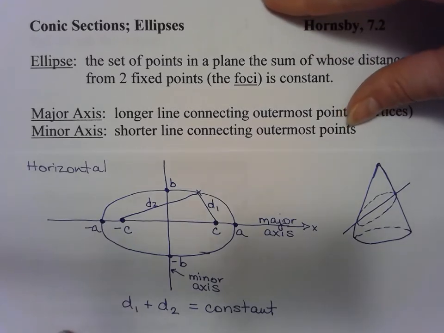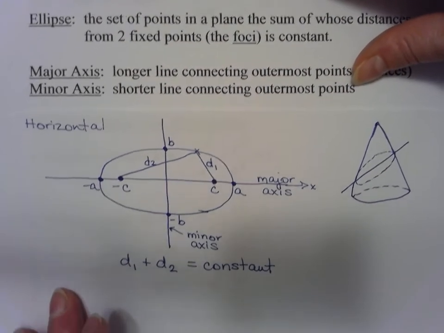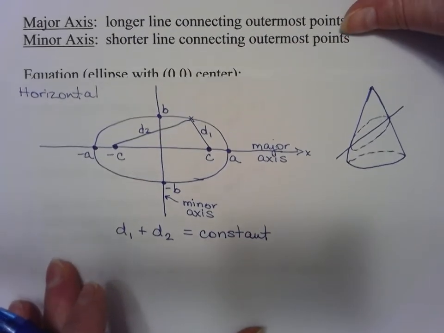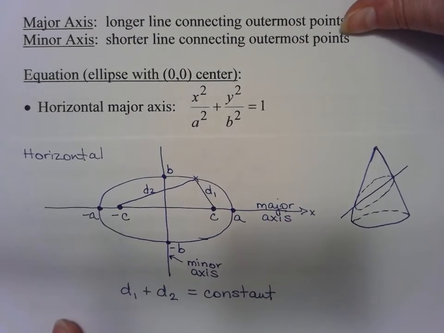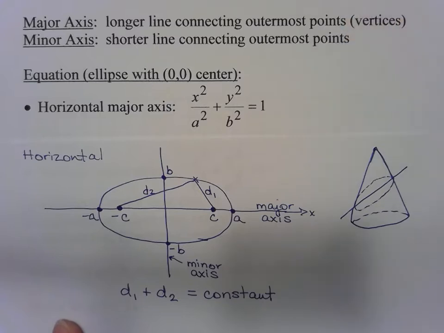Okay, so now that we've labeled everything and you can see where the shape comes from, let's show you the formula. So the equation for an ellipse with center at 0, 0 looks like this. We have x squared over a squared plus y squared over b squared equals 1.